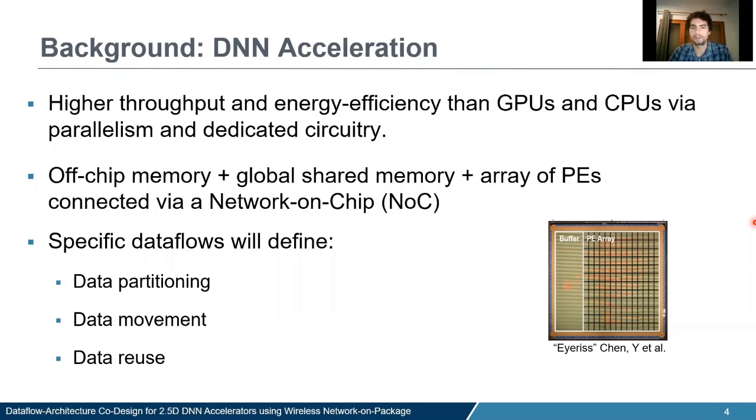The basic structure of a DNN accelerator is an off-chip memory, a global shared memory, then a bunch of processing elements or PEs, and all of these elements connected via a network on chip. In order to map the data from the memory to the PEs and back to the memory, specific data flows are required. These data flows, in the end, will define how the data is partitioned, how this is moved, and the data reuse, if it is available, between processing elements.